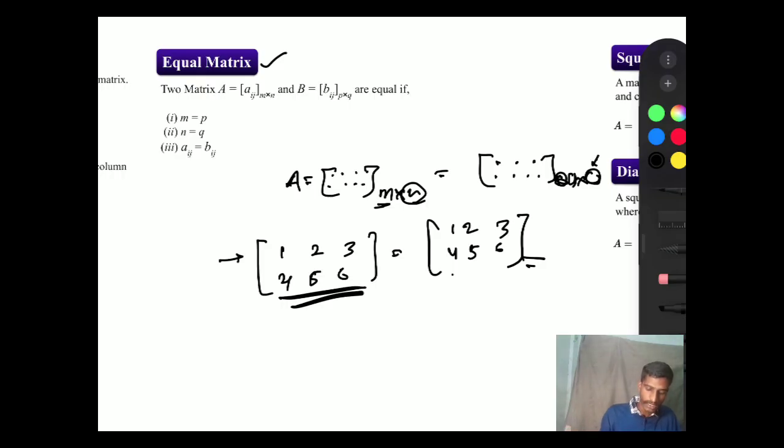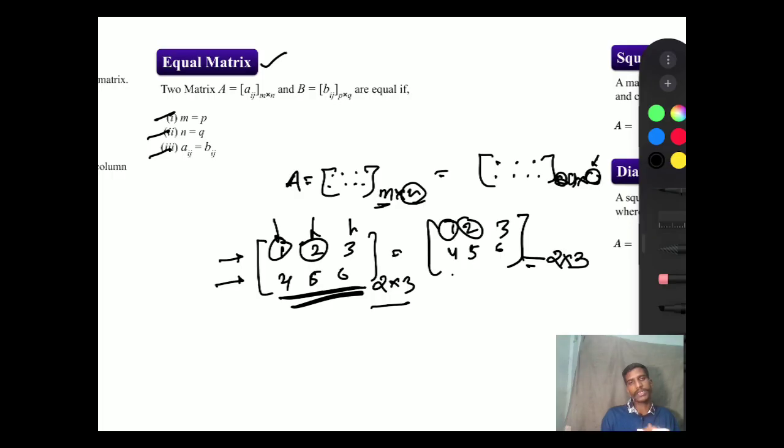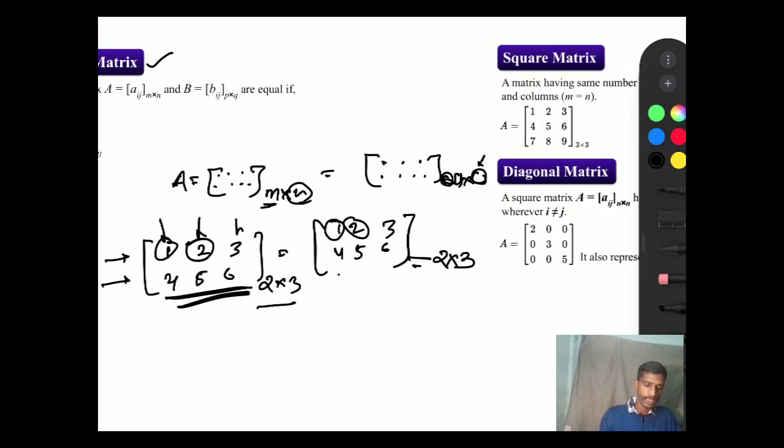Here there are a total of 2 rows and a total of 3 columns, so it is a 2 cross 3. Similarly, here it is also 2 cross 3 and the numbers are also equal. So we can say that it is an equal matrix. There are only these conditions we have to check, and we can conclude that it is an equal matrix.